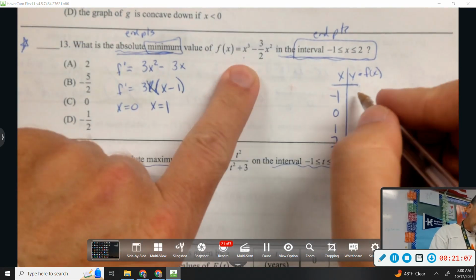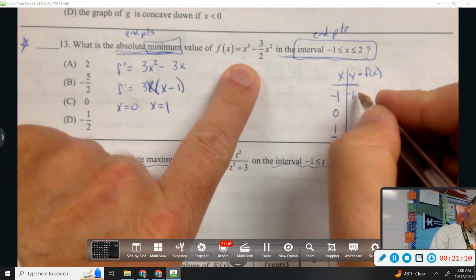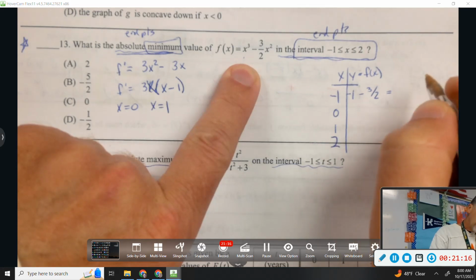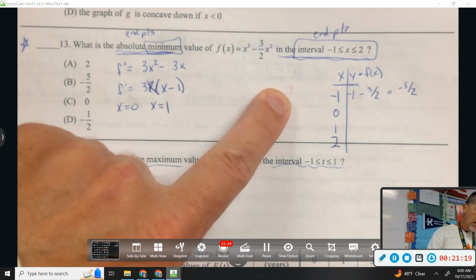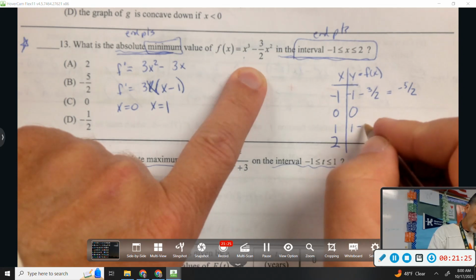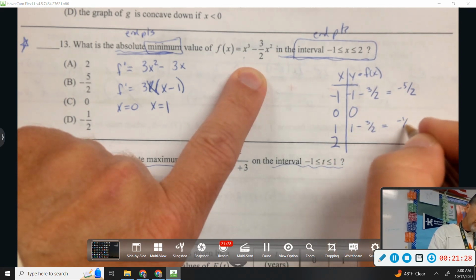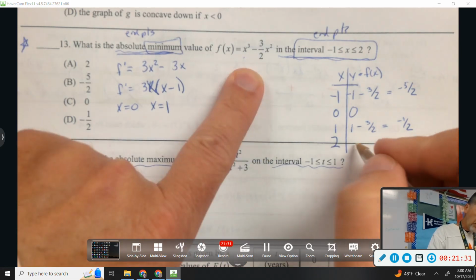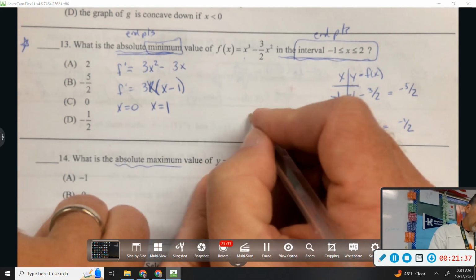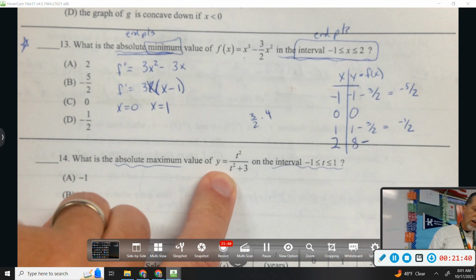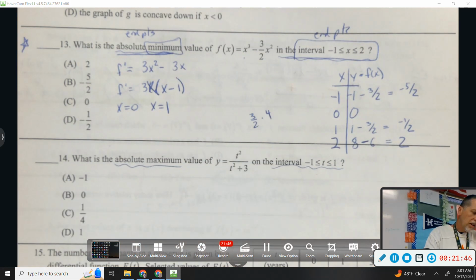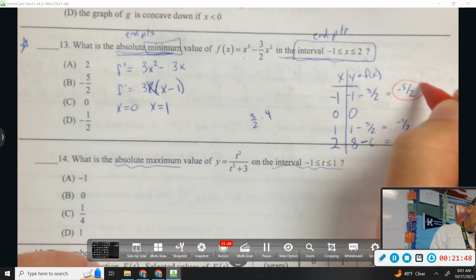All right, plug in -1. I get -1 minus 3 halves, that would be -5 halves. If I plug in 0, I get 0. If I plug in 1, I get 1 minus 3 halves, which is -1 half. And if I plug in 2, I get 8 minus 3 halves times 4. That would be 6. 8 minus 6 is 2. And so my smallest number is -5 halves.